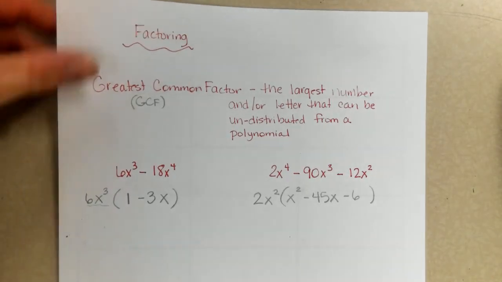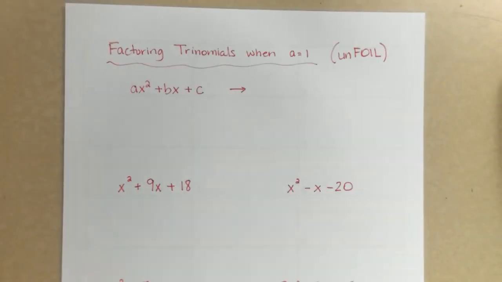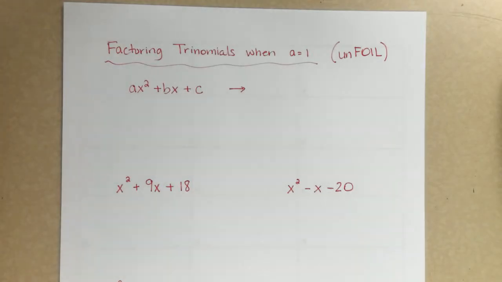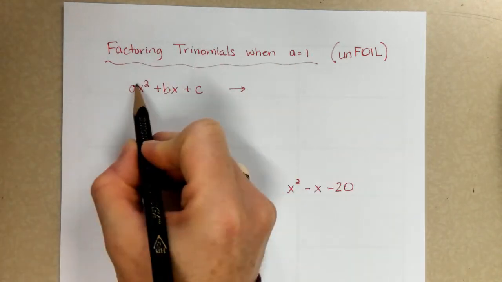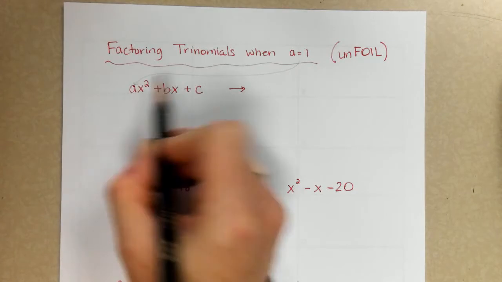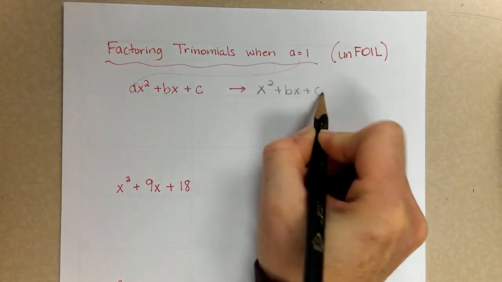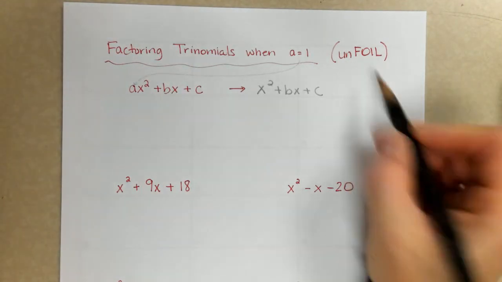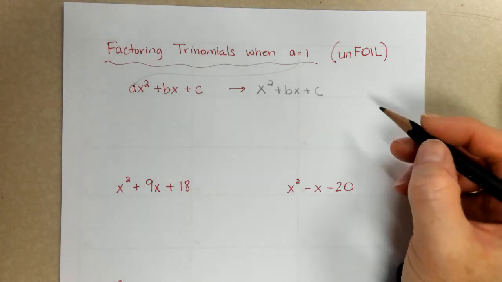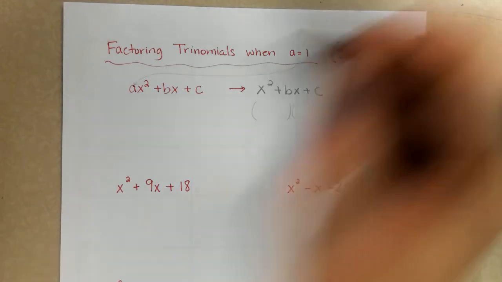Okay, after you've looked for your greatest common factor, here's another strategy to try. Focus lock there, see if that'll quit fuzzing on you. There we go. When you have 3 pieces and a equals 1, meaning this first piece right here is a 1, so it looks like x squared plus a number x plus a number, you don't see anything in front of that x squared, then we would unfoil that. Foil, remember, is what it's going to look like when you have 2 parentheses. So that's what it's going to look like this time.